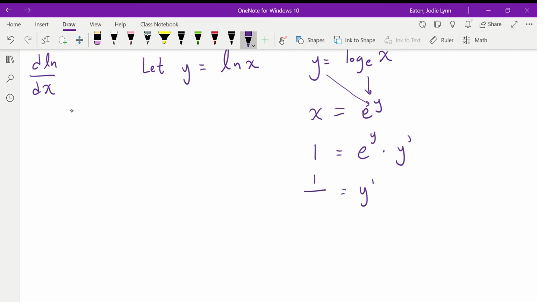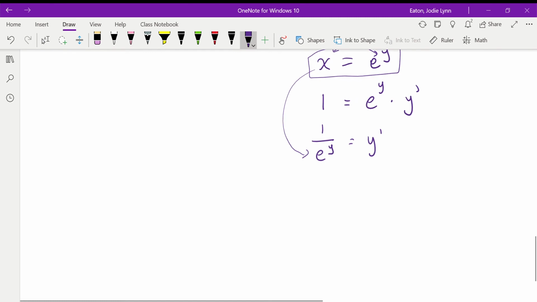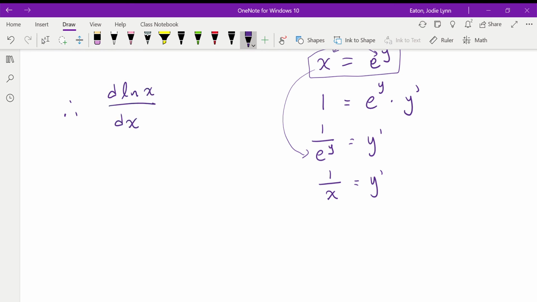So y prime is 1 over e to the y. But up here we said that x equals e to the y. So I can replace my e to the y with x. So we get y prime equals 1 over x. Okay? Therefore, the derivative of ln x dx equals 1 over x for all x in its domain.